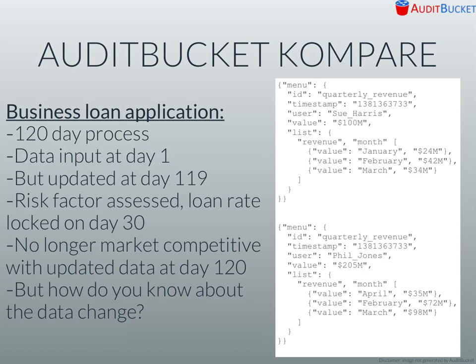Is there any way to track that, to know that it was there, to find out why the rate that was originally offered was offered, and how that relates to the rate that maybe should be offered in an updated loan proposal? That's where AuditBucket Compare comes in.